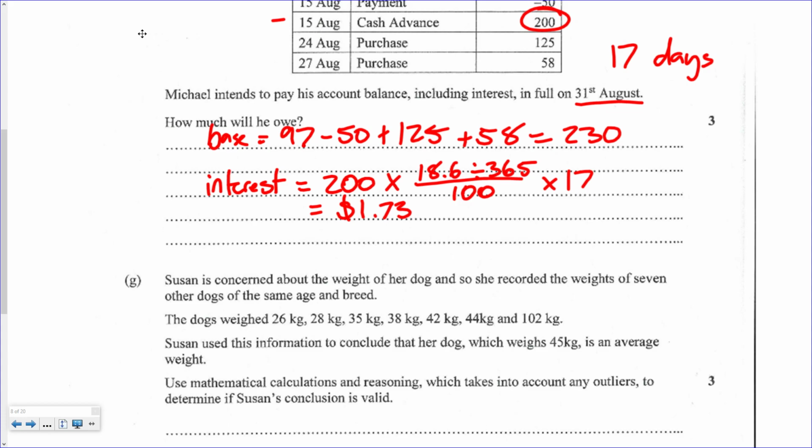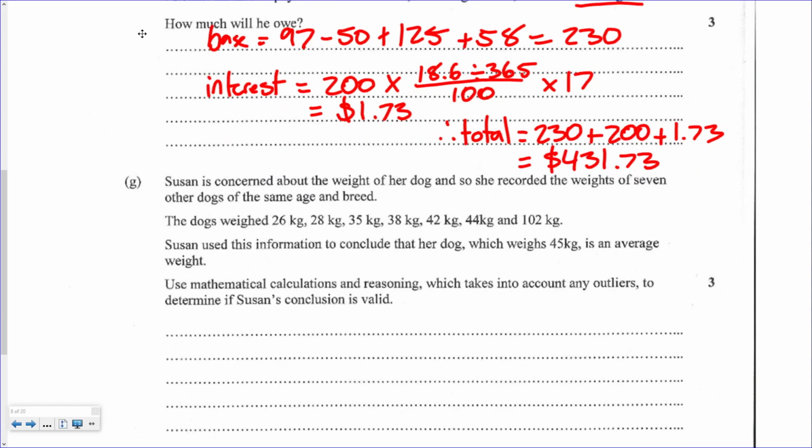that cash advance as well. So therefore, the total amount that he needs to repay is the $230 plus the actual $200 of that cash advance plus that $1.73, which gives you $431.73. So 3 marks there. So basically, depending on where you got up to in this question, you get 3 marks. There's kind of quite a few variables in here for when marking.